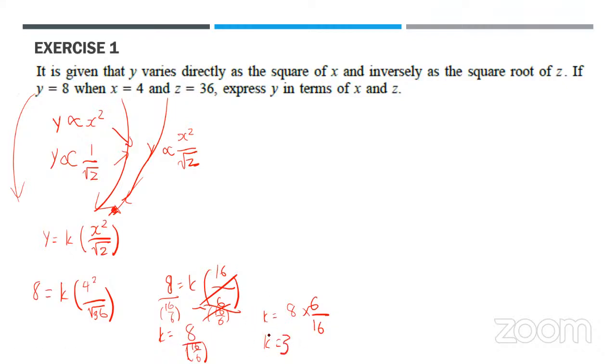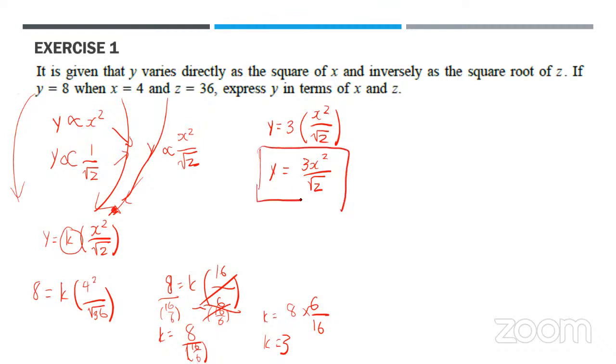Now we have found the value of the constant, so we can get the equation. Just sub it back into the k over here. y is equal to 3 x squared over the square root of z. This is the equation, this is the final answer. You're expressing y in terms of x and z.